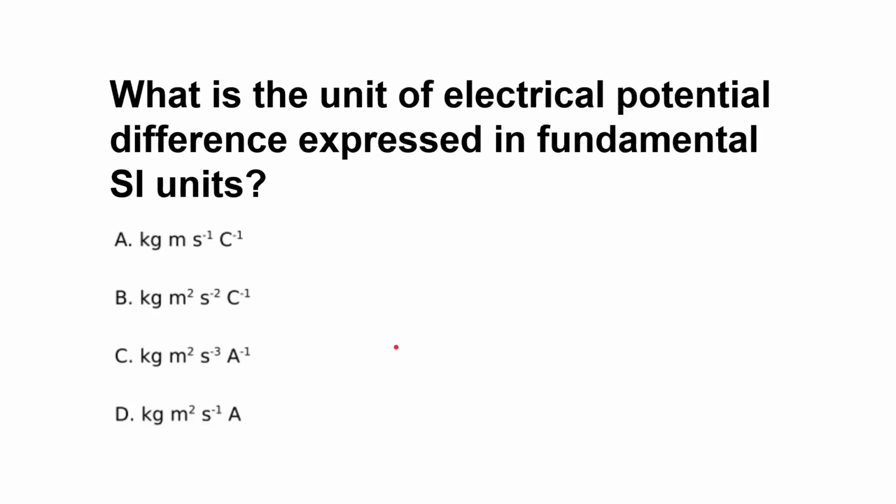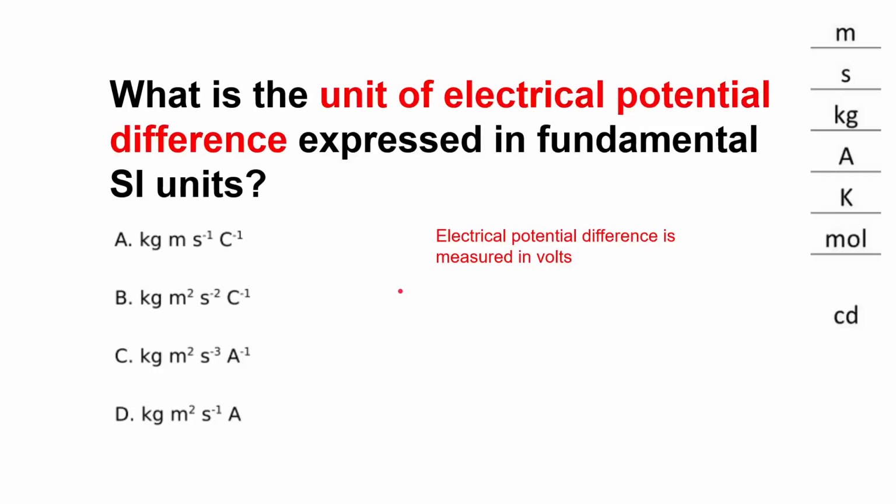The next question is asking us to do the same thing, but this time for a unit of electrical potential difference. For the first step, ask yourself what electrical potential difference is measured in. Well, since electrical potential difference is the same thing as voltage, it is measured in volts.